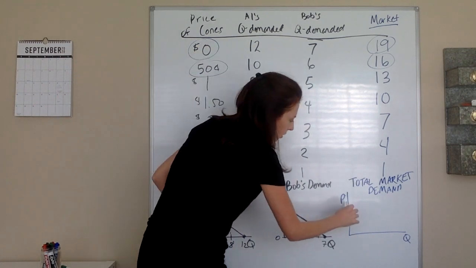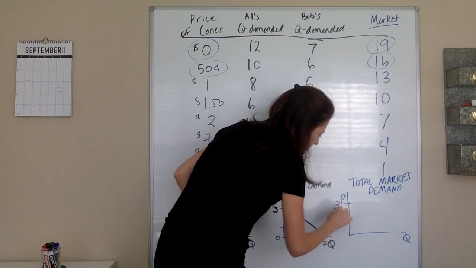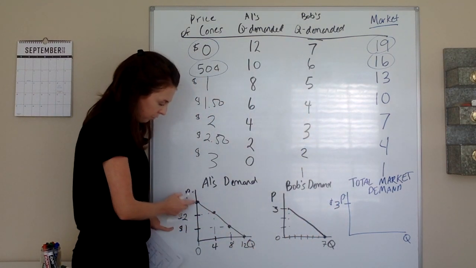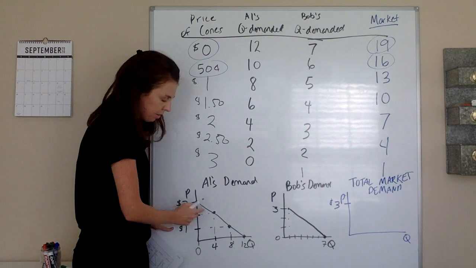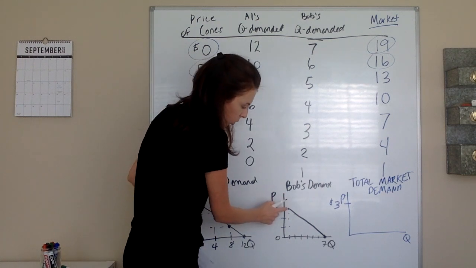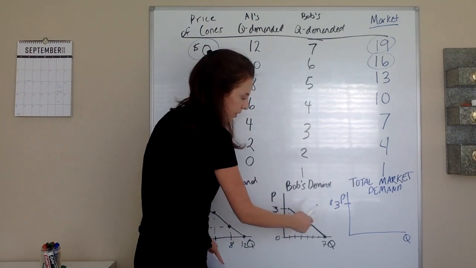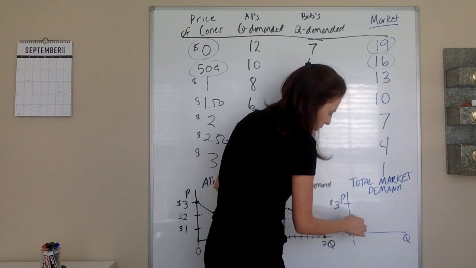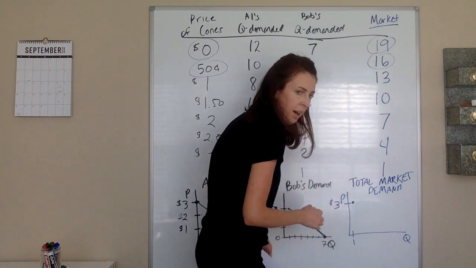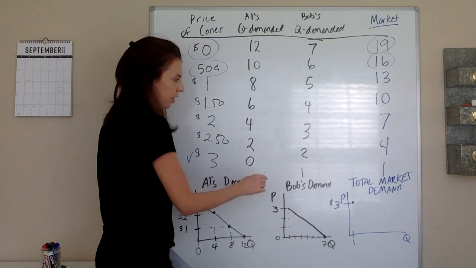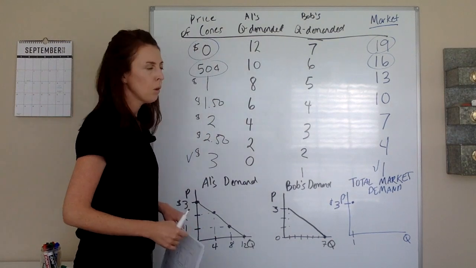So let's start with the price of $3. At a price of $3, the first horizontal segment is 0. The second horizontal segment is 1. So if we're adding 0 plus 1, that gives us 1. So there's going to be a dot there. And that's consistent with what we have here. So at a price of $3, there's 1 unit.